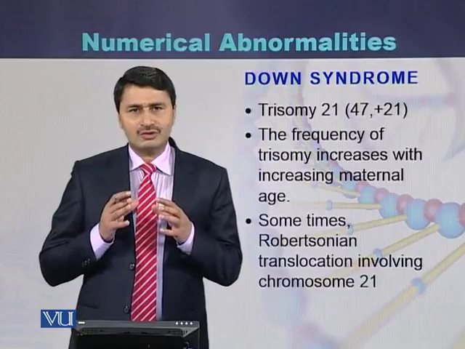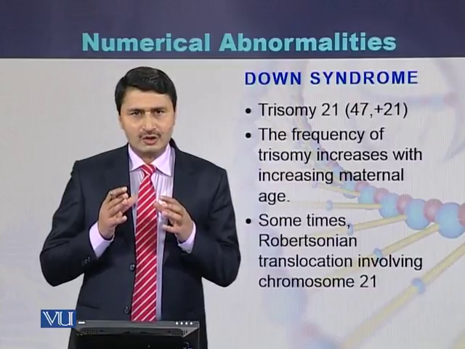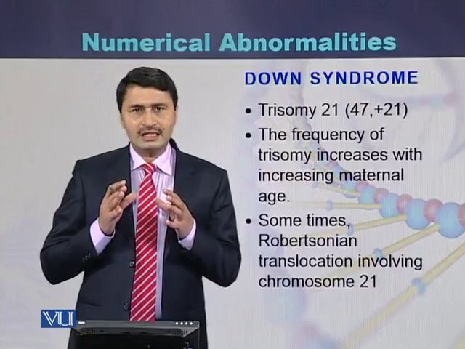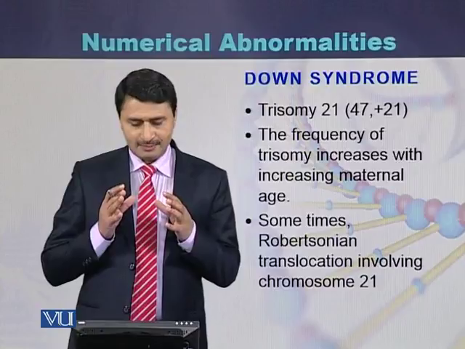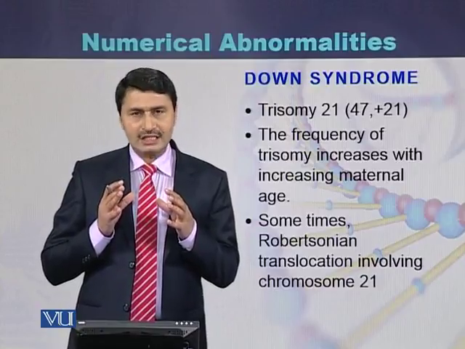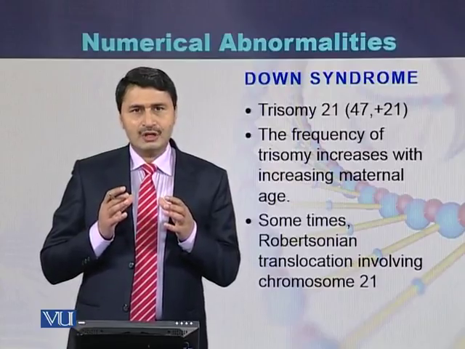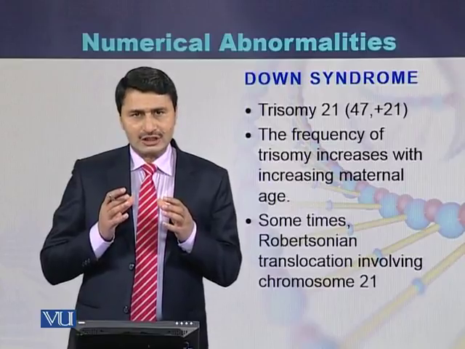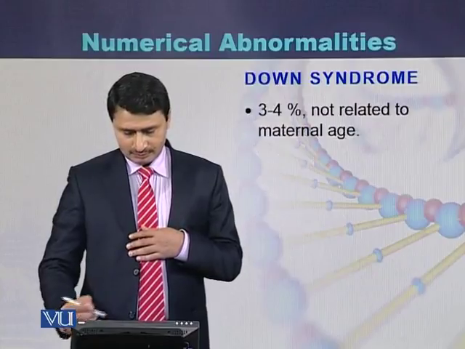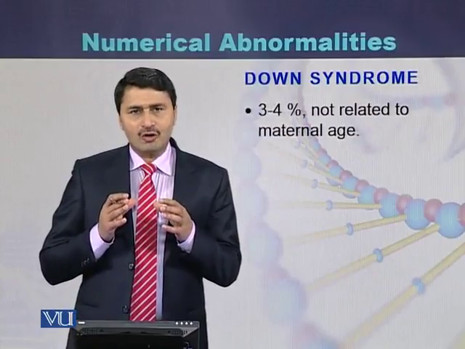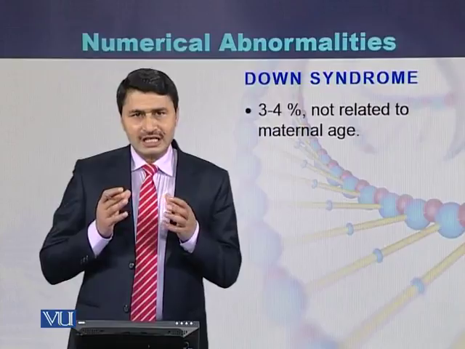Down syndrome is an example of trisomy, that is a numerical change of the chromosomes. Trisomy is due to one additional chromosome, that chromosome is 21. The frequency of trisomy increases when the age of the mother increases. Sometimes Robertsonian translocation also causes Down syndrome. There are 3 to 4% of Down syndrome cases which are not related to the maternal age.